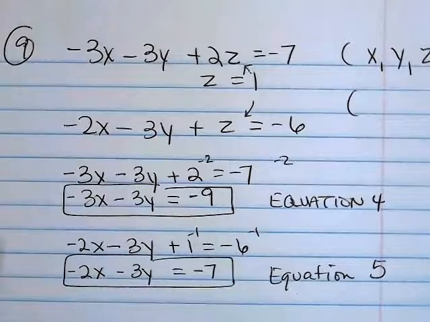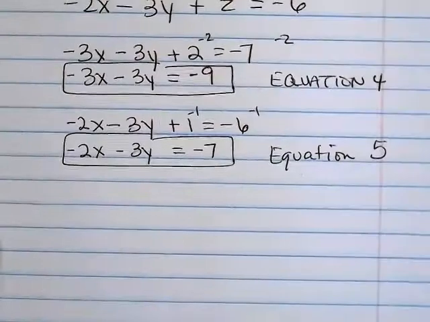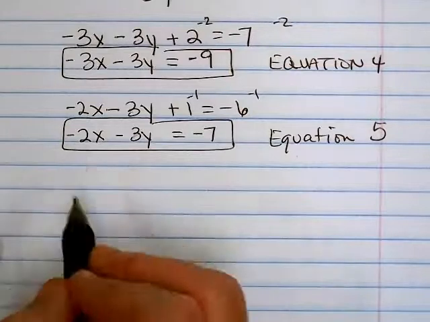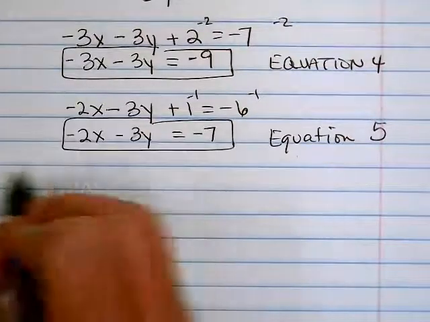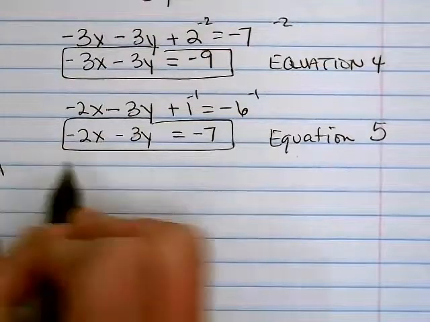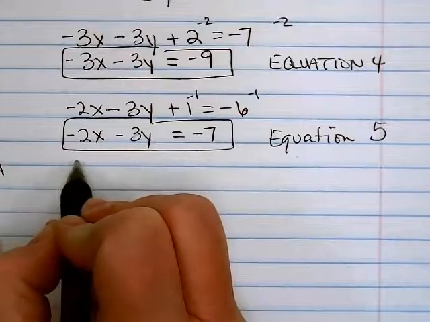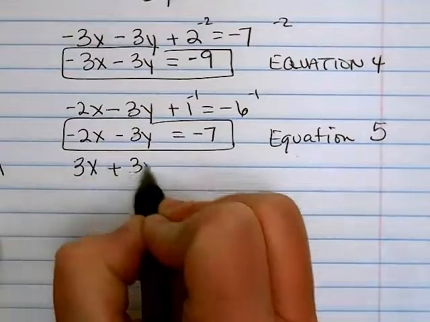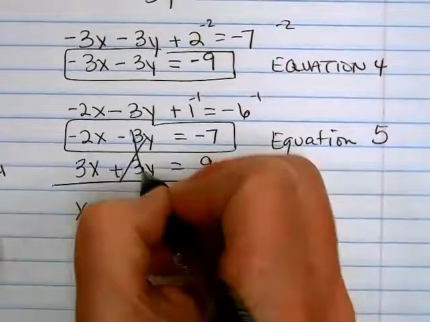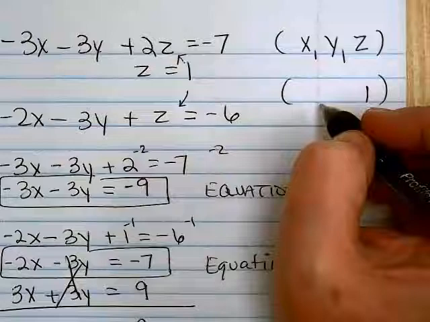Now you have to take 4 and 5 and eliminate either x or y to determine the other value. So what's your strategy? You could just multiply one or the other by negative 1 and you get rid of y. Okay, I'm going to multiply equation 4 by negative 1, and I'm going to write it right here under this one. It's going to be 3x plus 3y equals 9. And then I'm ready to combine. x equals 2. So now I've determined x is 2.